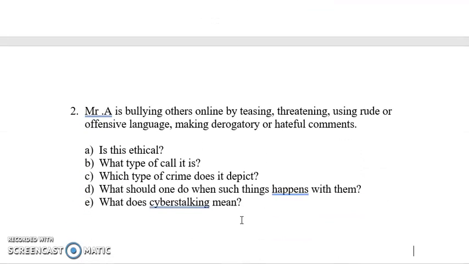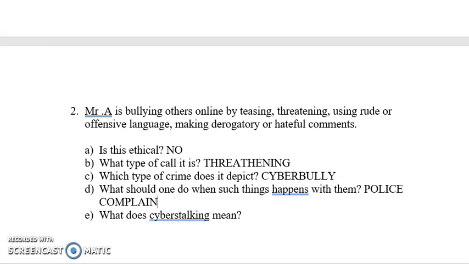Next is Mr. A is bullying others online by teasing and threatening, using rude and offensive language, making derogatory and hateful comments. Is it ethical? No, it is not ethical. Which type of call is it? These are the threatening calls. Okay, so what type of crime does it depict? It is a cyberbully type of crime. What should one do? Again, one should file a police complaint against that call or that person.